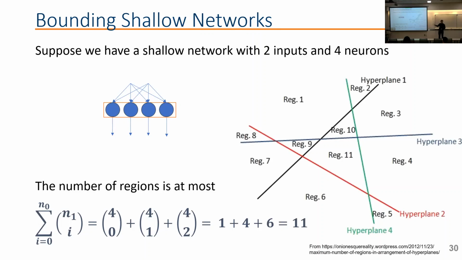And this is going to happen when these lines, or hyperplanes in general, are in what we call general position, meaning that you don't have any vertex being defined by more than the minimum number of hyperplanes meeting there. The converse of that, which would be lots of lines crossing at the same point, would be what we call degeneracy in linear programming. So with that out of the way, we know how to characterize this for shallow networks, and we know that there are ways to organize the neurons such that we can achieve this maximum number.